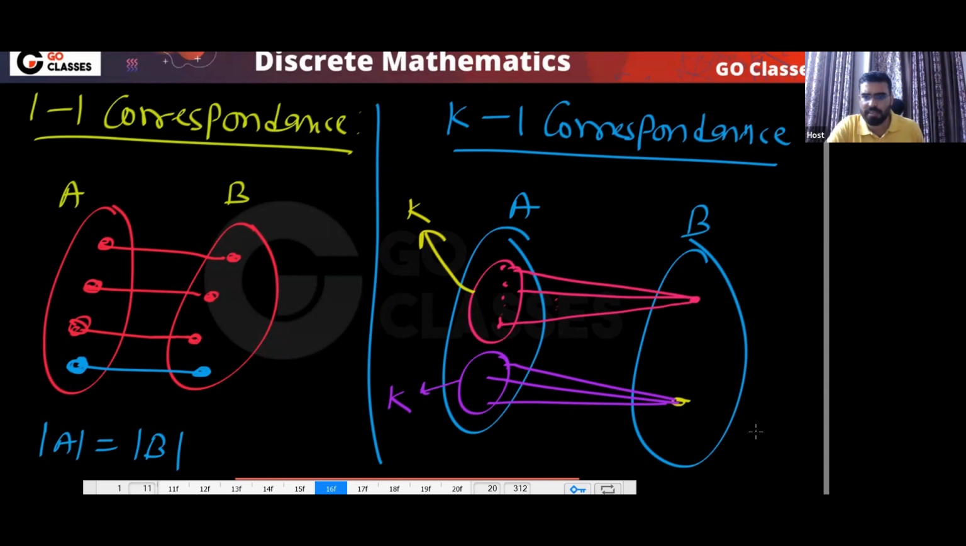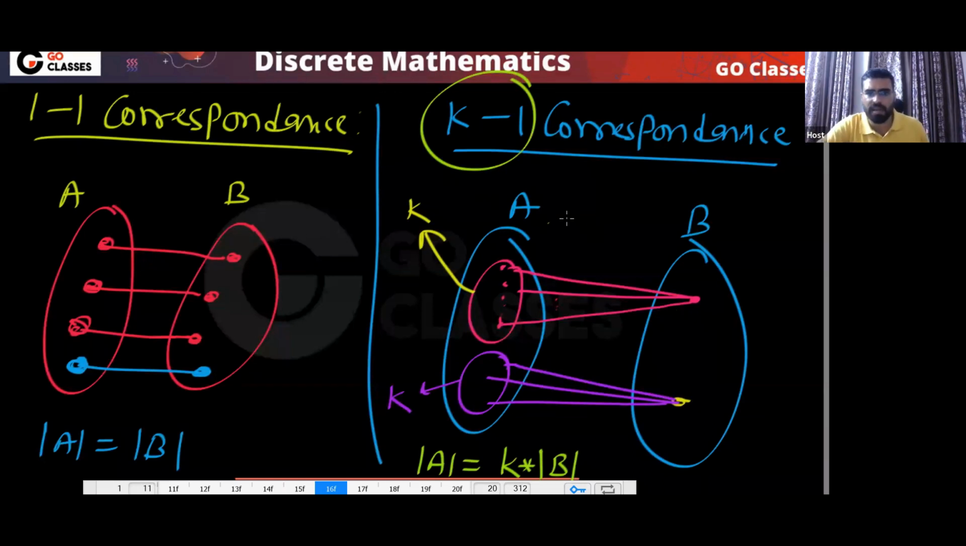So what can I say? What is the cardinality of A? Cardinality of A will be K multiplied by cardinality of B. Very simple, because every element here has K elements here. And you can notice they are disjoint, because this is a K to 1 correspondence. So this is an onto and K to 1 function.